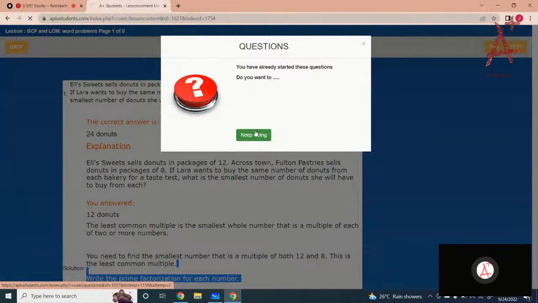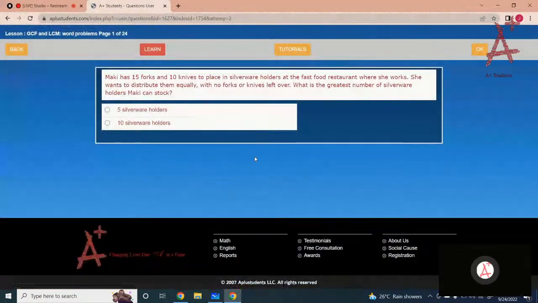So let's do just test questions. Okay, so the first one is: Mackie has 15 forks and 10 knives to place in silverware holders at the fast food restaurant where she works. She wants to distribute them equally with no forks or knives left over. What is the greatest number of silverware holders Mackie can stock?